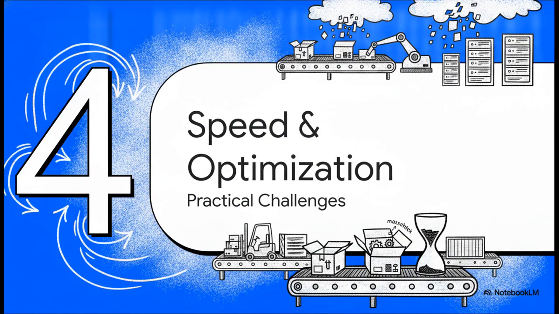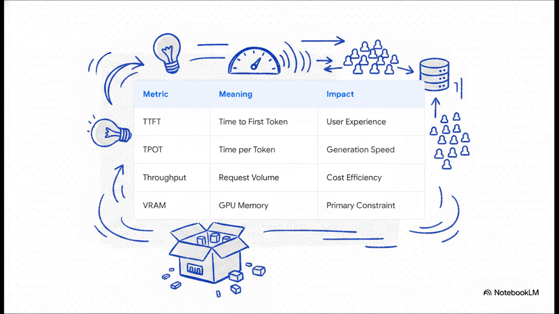Which brings us to our final stop, Section 4, Speed, Memory, and Optimization. Let's look at the real-world challenges. If you are the one managing this factory, there are 4 metrics that completely dictate your life. Think of time to first token, or TTFT, like how fast a customer gets their appetizer. Time per output token, TPOT, is the speed the rest of the meal arrives. Throughput measures how many tables you can serve at the exact same time, and VRAM usage is essentially the physical size of your kitchen, like how much GPU memory you actually need. And let me tell you, that last one is almost always the primary bottleneck in real-world applications.